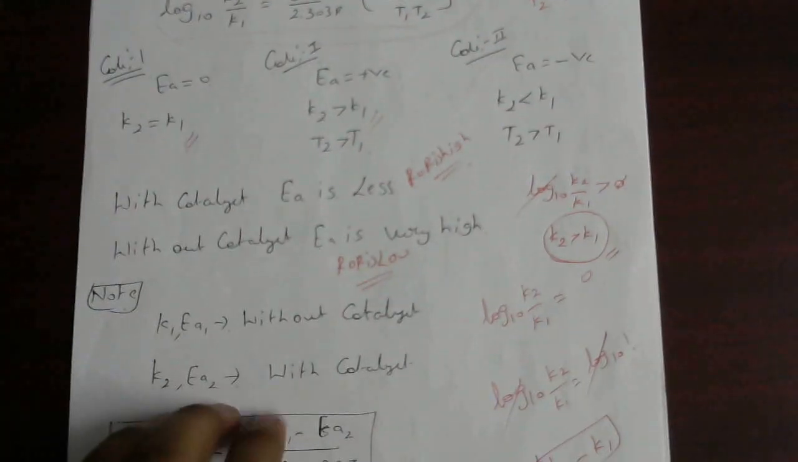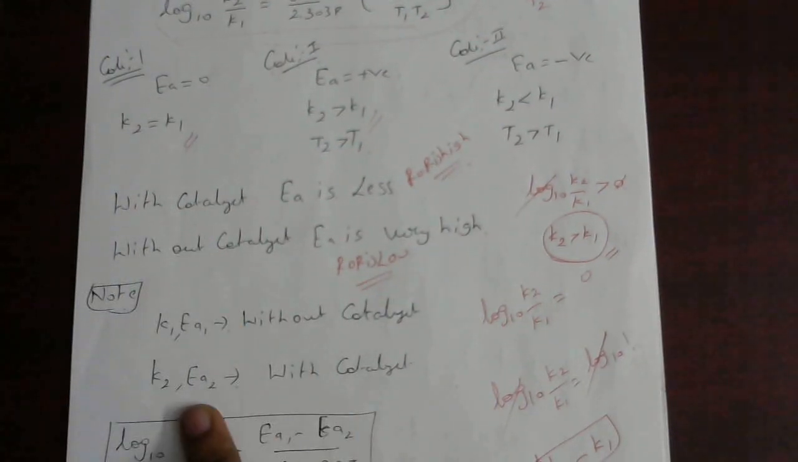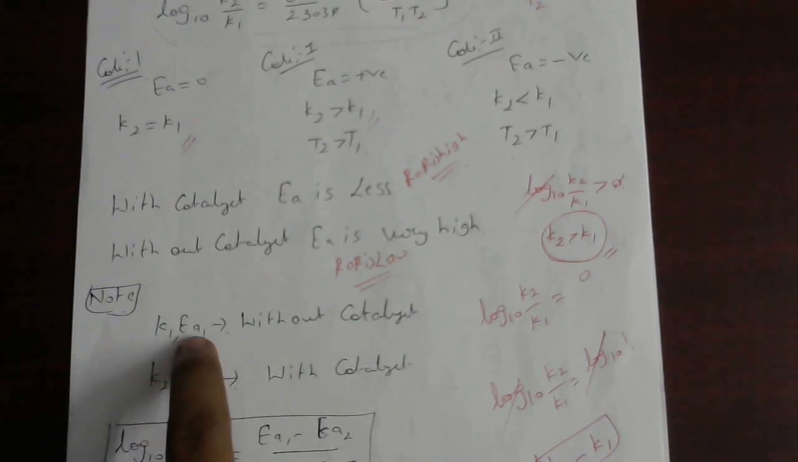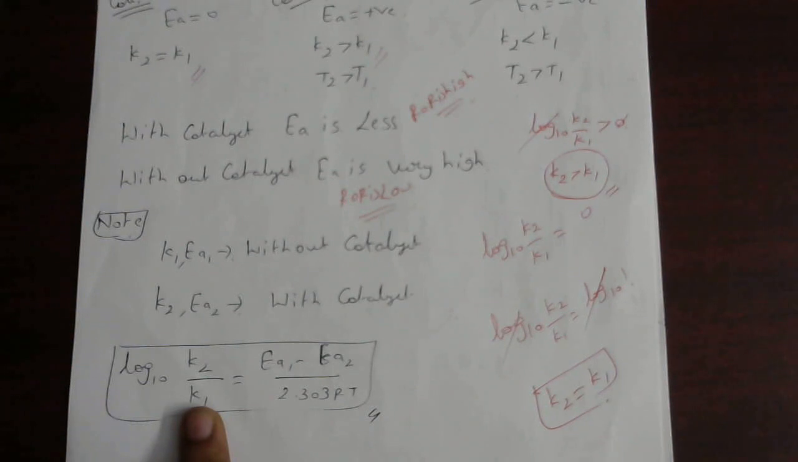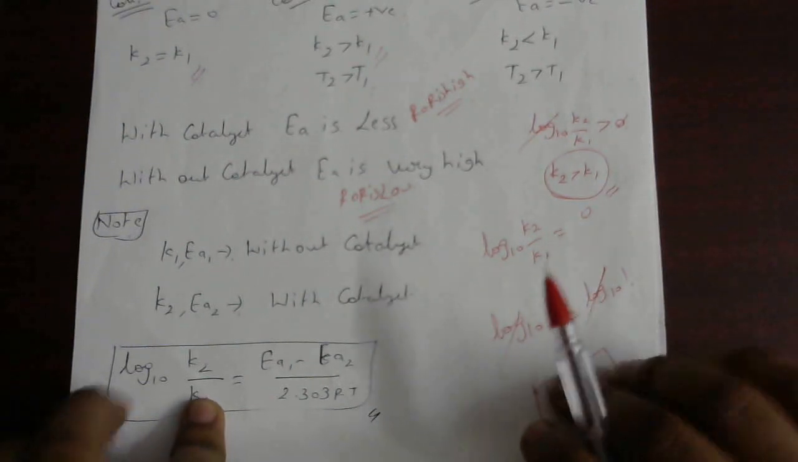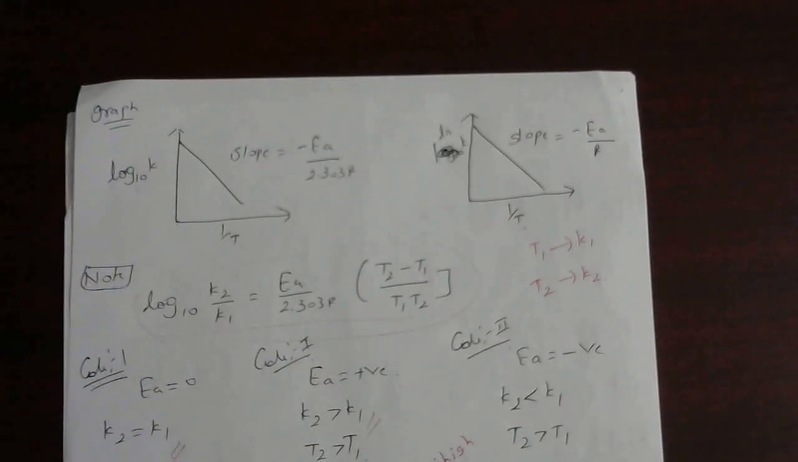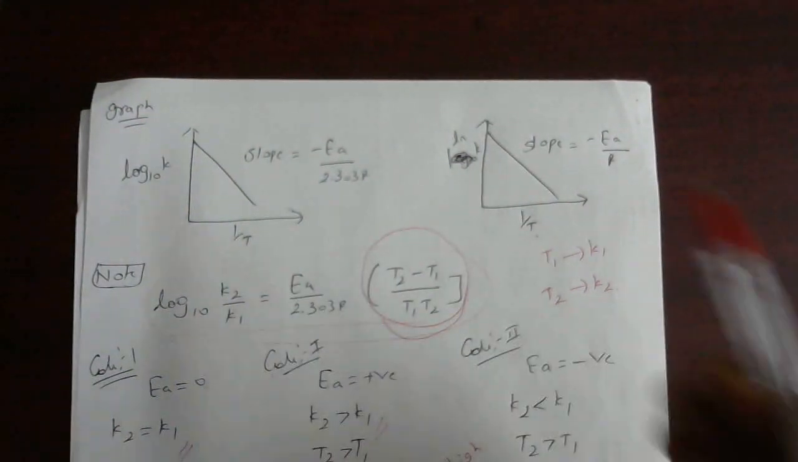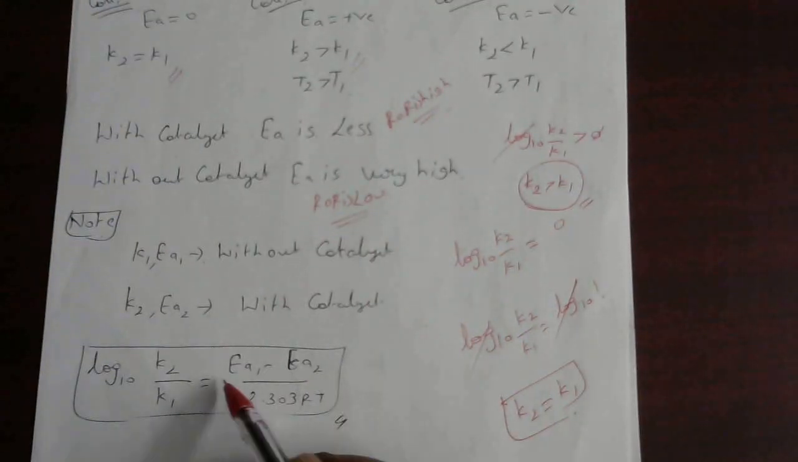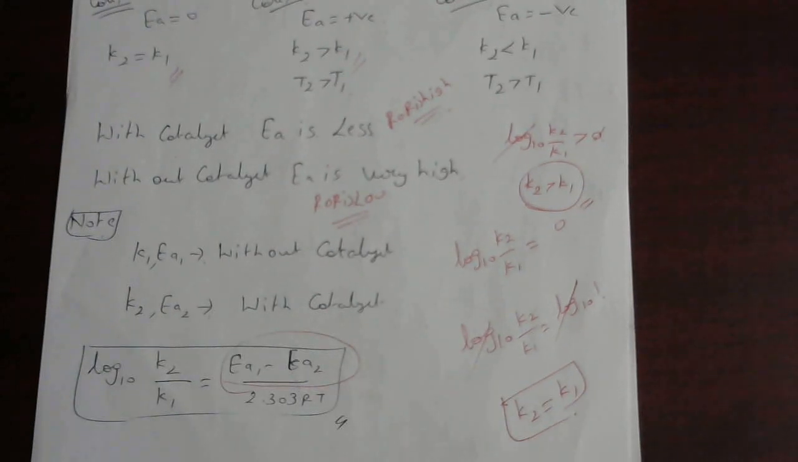Okay. So the same thing I have taken with the catalyst K2 comma EA2, without catalyst K1 EA1. So if you substitute there, you will be getting something like this. Don't confuse with the top equation. This is with respect to temperature. Okay. And here I have written with respect to activation energy. Hope you got. Okay.